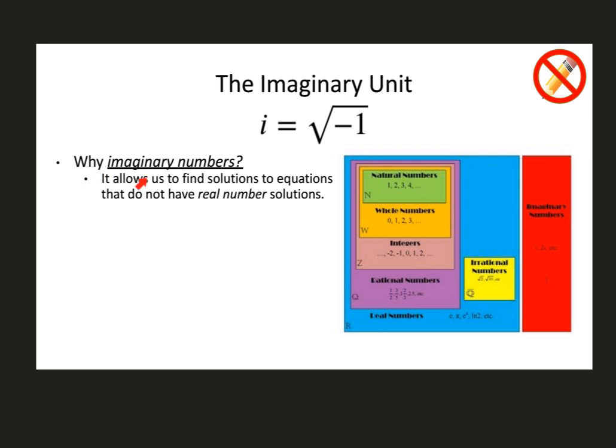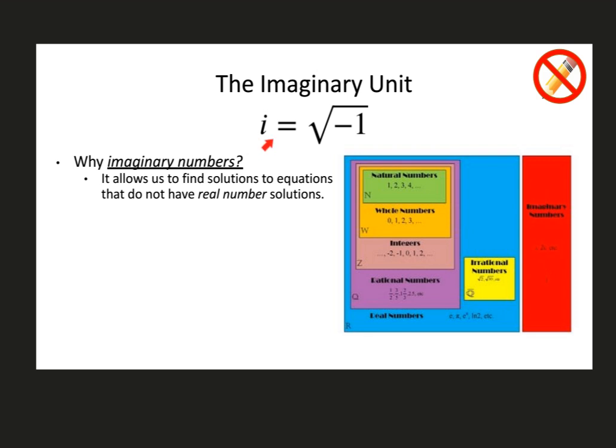So why imaginary numbers? They allow us to find solutions to equations that do not have real number solutions, such as the one we were working with. Here are some different number systems, and the ones we've learned all fall under real numbers. Natural numbers are numbers like 1, 2, 3, and 4. Then we have whole numbers, which adds in 0. We have integers, which create negative numbers. And then we have rational numbers, such as fractions or decimals. And then we have real numbers. In a separate category, we have irrational numbers, such as the square root of 2. But then there's a whole other set of numbers called imaginary numbers.